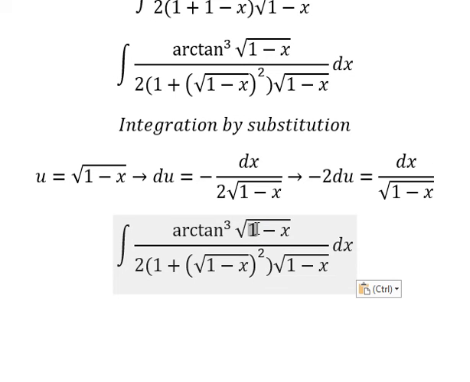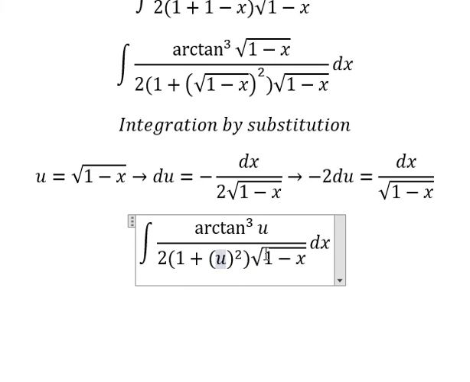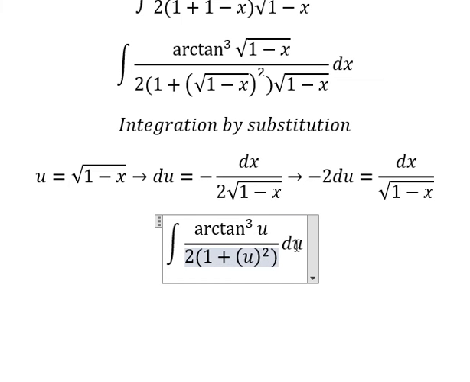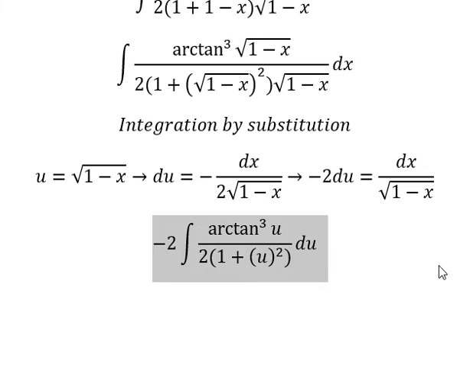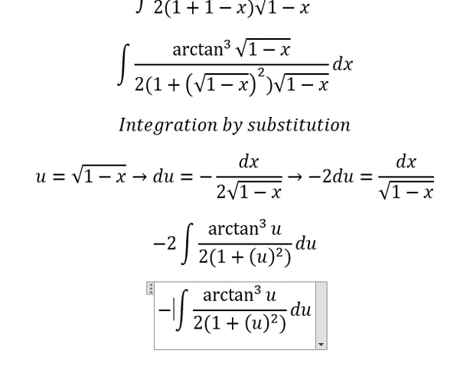So this one we change for u. This one we change for u. ds over the square root of 1 minus s, we change for negative 2 du. Number 2 divided by number 2.